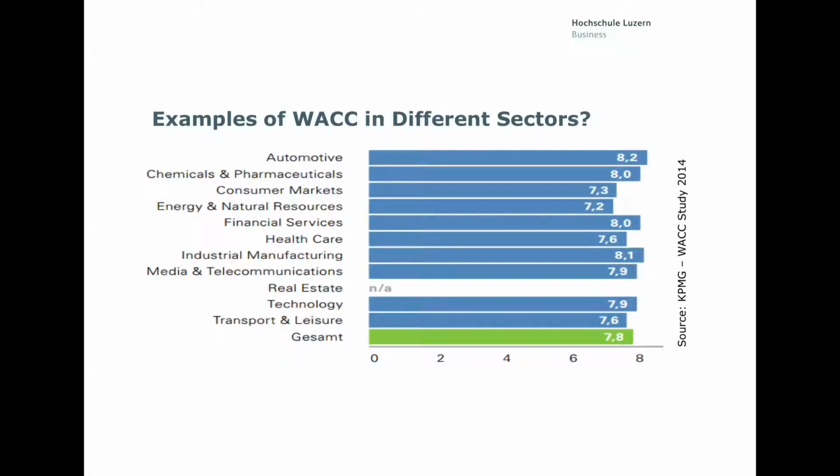The weighted average cost of capital is very heterogeneous and shows significant variation among different sectors. For example, the automotive sector has a WACC of 8.2%, while the energy and natural resources sector has a WACC of 7.2%. These numbers imply that the cost of capital varies among different industries.